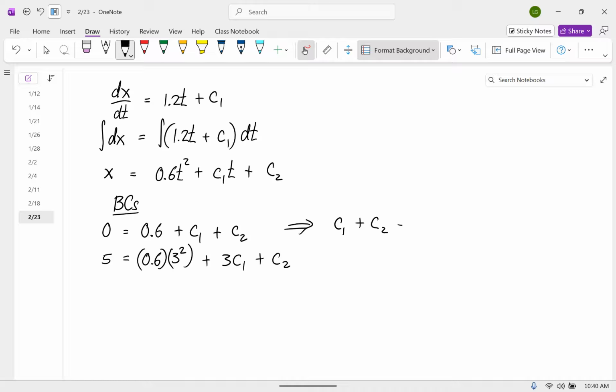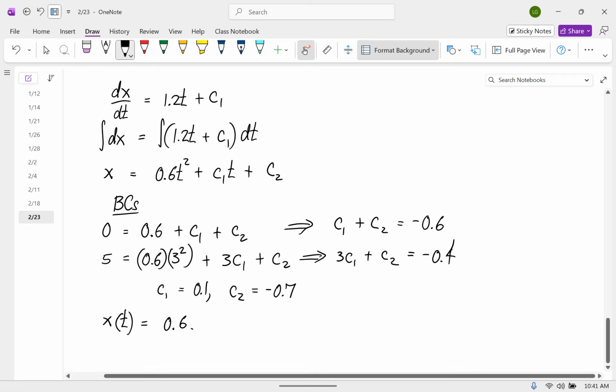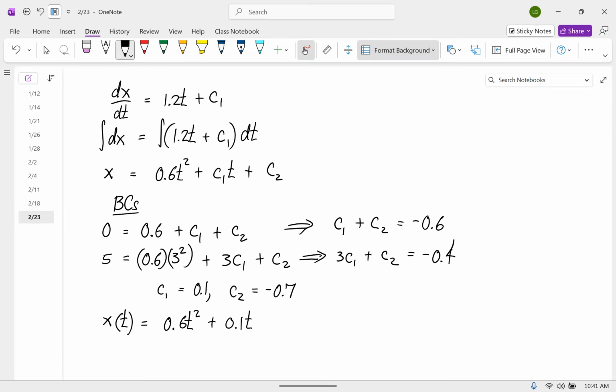So c1 plus c2 is equal to negative 0.6. This one says 9, so 5.4. So we have 3c1 plus c2 is equal to negative 0.4, I think. And I'm just updating my function. So 0.6 t squared plus 0.1 t minus 0.7.